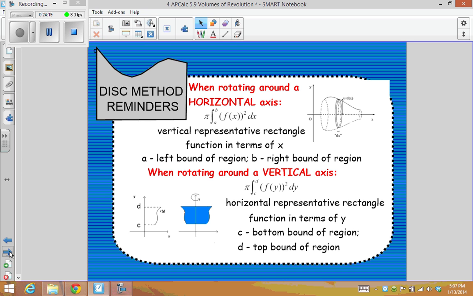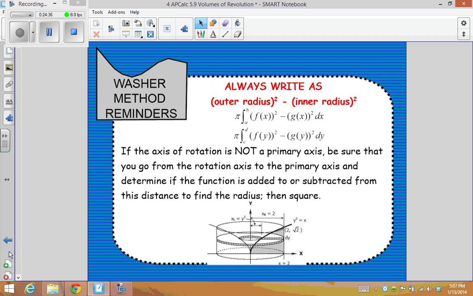All right. Here are your quick reminders. You might want to pause it and copy these down. That's when it's a disk. If you're going around the x-axis, you want everything in terms of x. If you're going around the y-axis, you want everything in terms of y. And then here is your washer method: outer radius minus the inner radius.